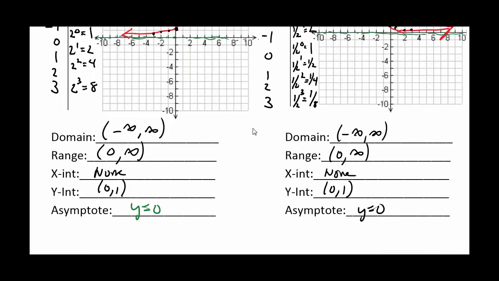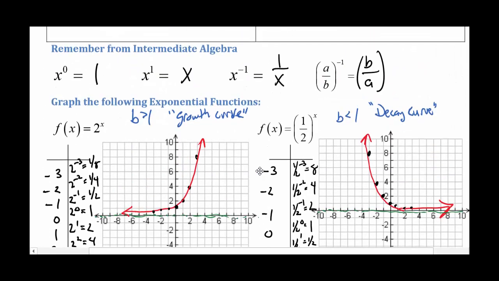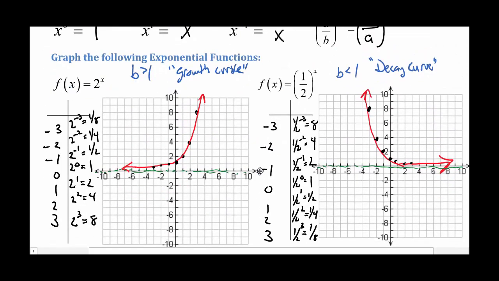Something to think about as we look at the two, look at all these properties and characteristics. Even though the bases are different and the graphs are different, there seem to be some very strong similarities between them. If you want to take a second and pause the video, see if you can identify what they have in common, or what patterns you can notice looking at the graphs and the ordered pairs.